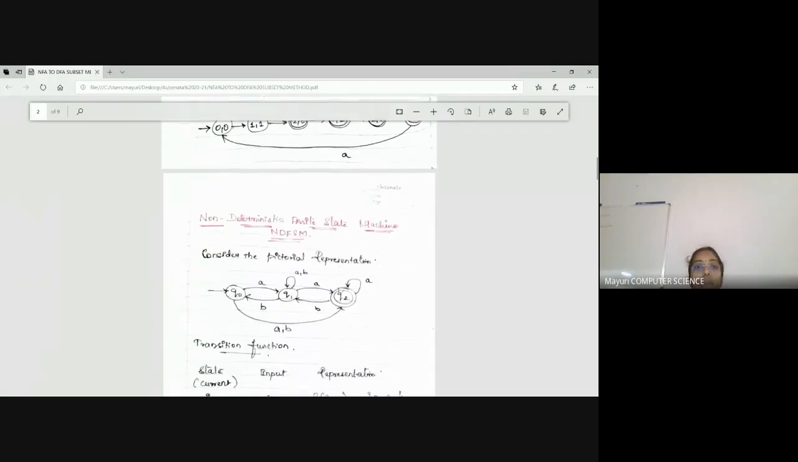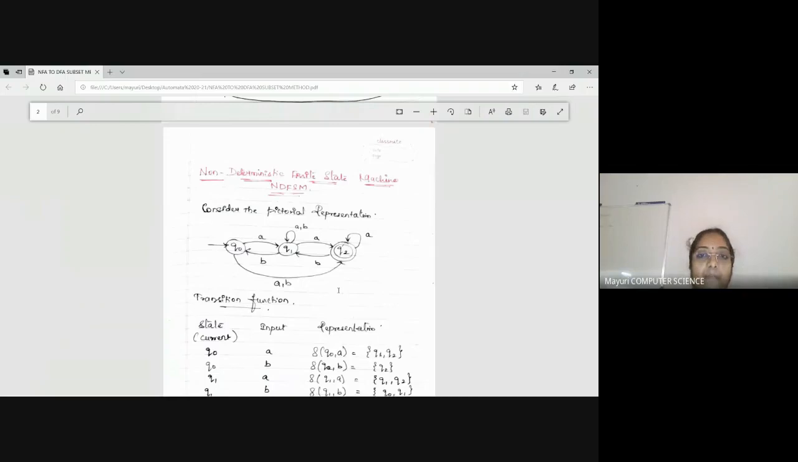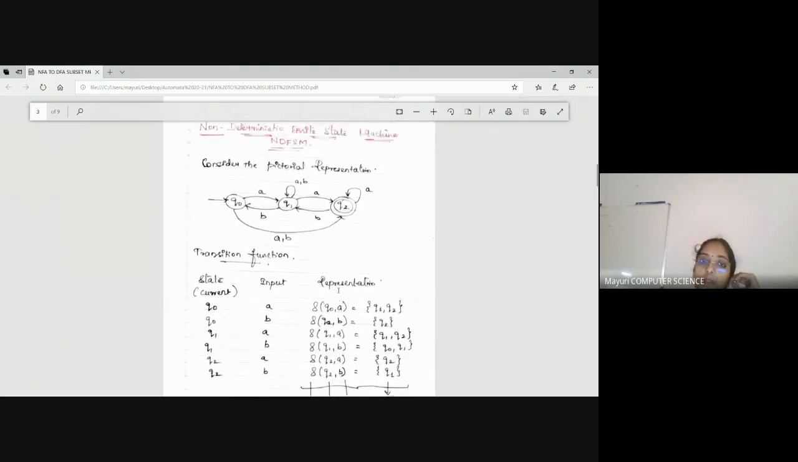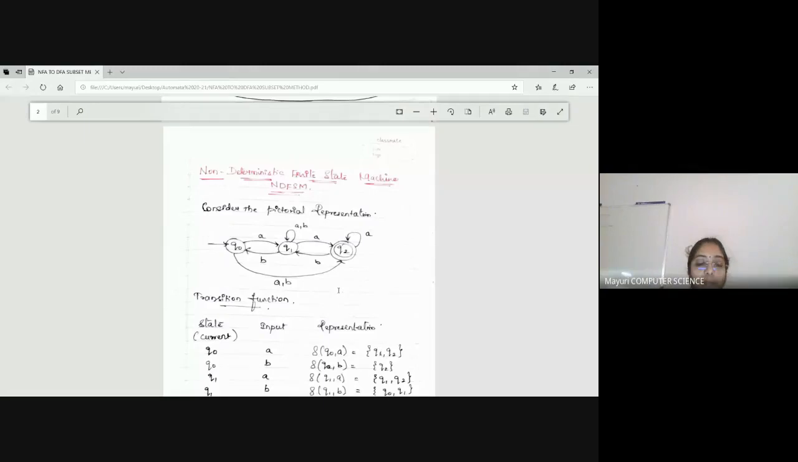Coming to the NDFSM, non-deterministic finite state machines. What is the main difference between DFSM and NDFSM is, see, it is very deterministic when you come to DFA, because in a deterministic finite automaton, from each and every state there should be exactly one transition on a particular input symbol. You should not have more than one transition on the same input symbol. At the same time, you should not omit the transition on a particular input symbol. But you don't have any constraint on how many final states you have.